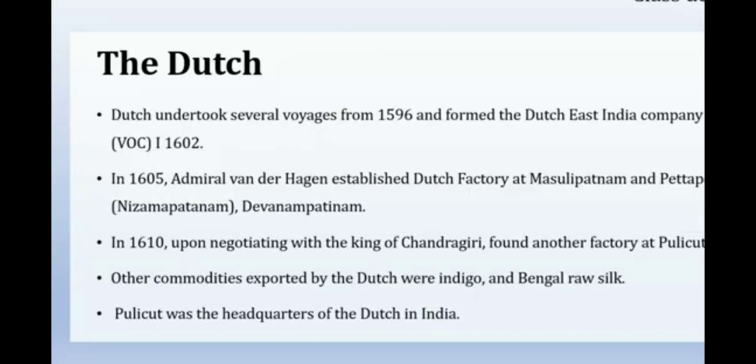Like the Portuguese, they also kept this Pulicket as their headquarters. Which was the headquarters of the Portuguese? Cochin, isn't it? Cochin was the headquarters of the Portuguese. In the same way, the Dutch also kept this Pulicket as the headquarters of the Dutch in India.